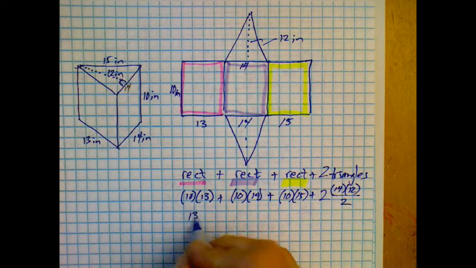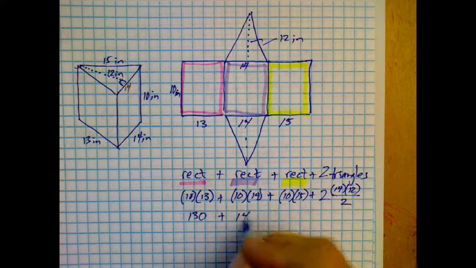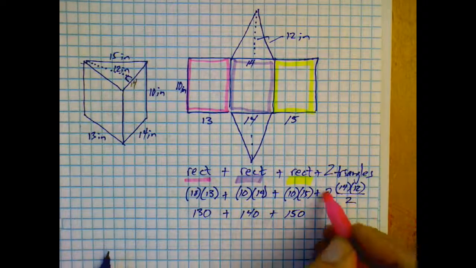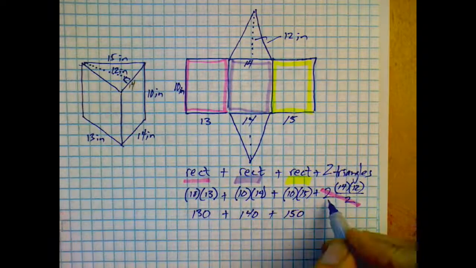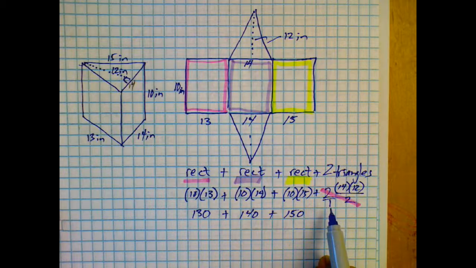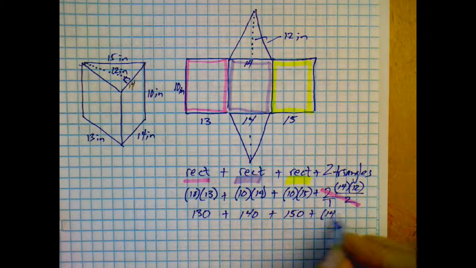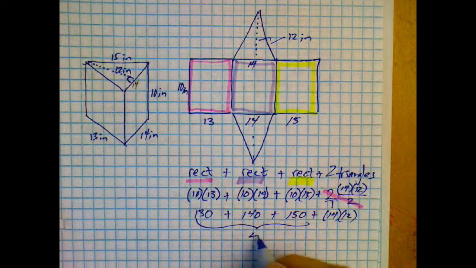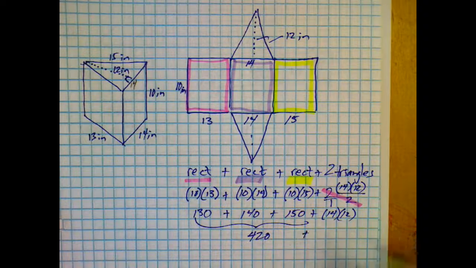So 10 times 13 is 130. 10 times 14 is 140. 10 times 15 is 150. And I should notice right away that the 2 and the divide by 2 will cancel out because this is 2 over 1. So that leaves me with 14 times 12. If I combine this, 130 and 140 is 270. 270 and 150 is 420. And I have to add 14 times 12. Well, that's the same thing as 160 plus 8, or 168.